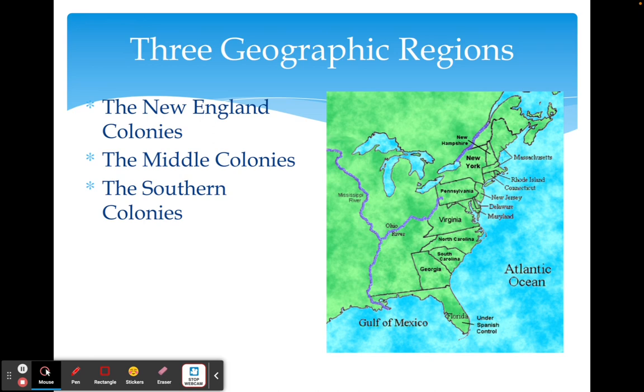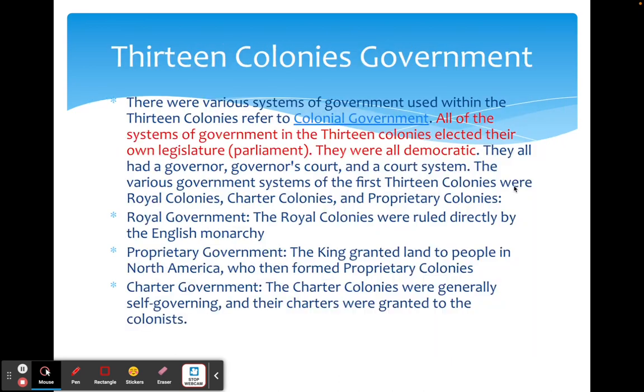So we can divide the 13 colonies into three geographic regions. We have the New England colonies, the middle colonies, and the southern colonies. You can see here with this map on the right, those are the total 13 colonies. Florida is not a 13 colony. It was actually under Spanish control at this time.